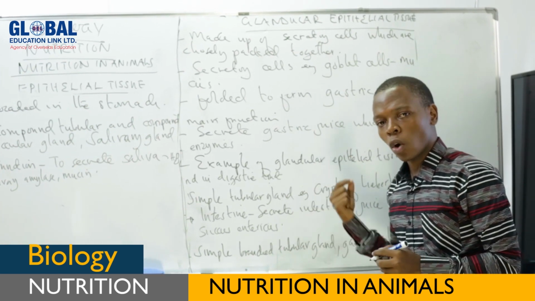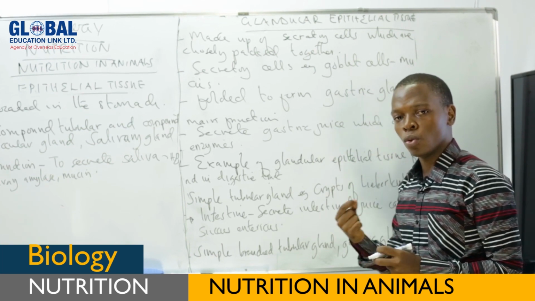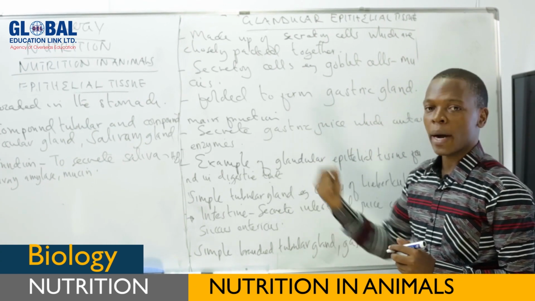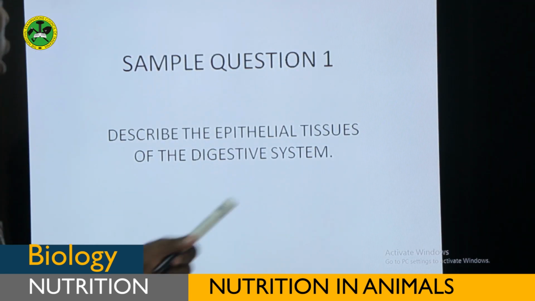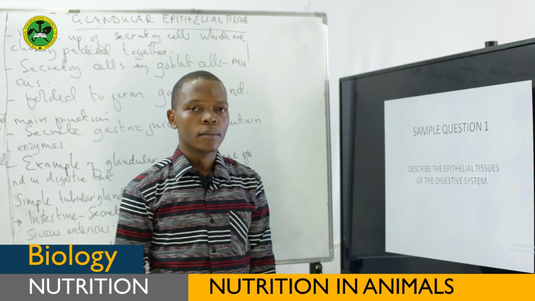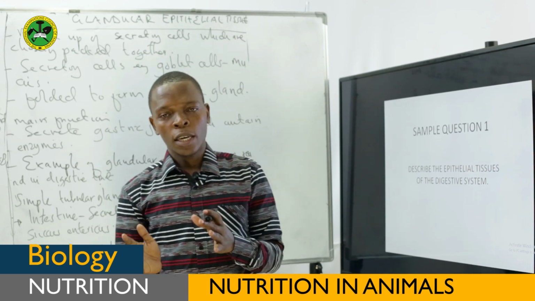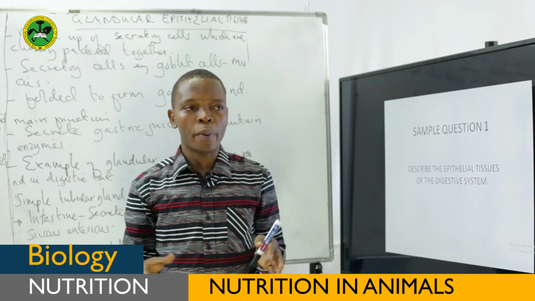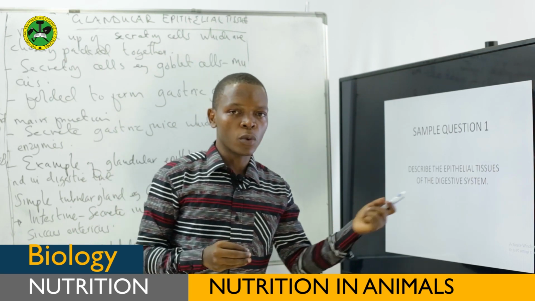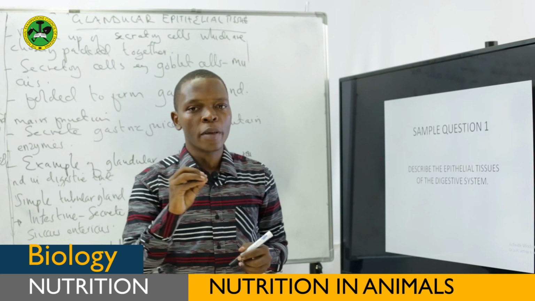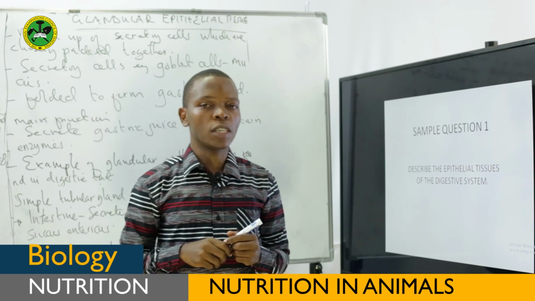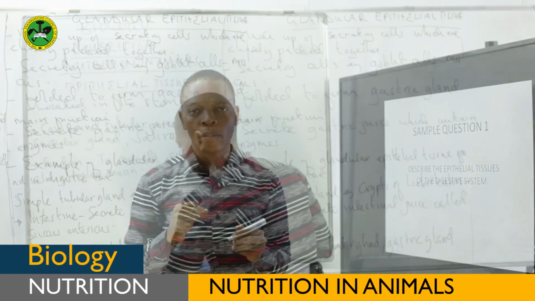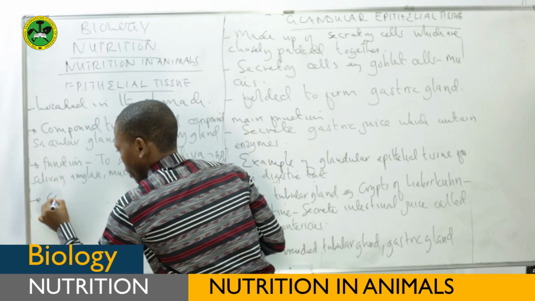Okay, to help you understand this concept of epithelial tissue well, let me take you through some sample questions that you may be asked from this part. Sample question number 1: describe the epithelial tissues of the digestive system. From the lesson, we have seen that epithelial tissues are found in different parts of the body, but this question requires you to explain only those found in the digestive tract. And I have said the epithelial tissues found in the digestive tract are as follows. The first one is columnar epithelial tissue.